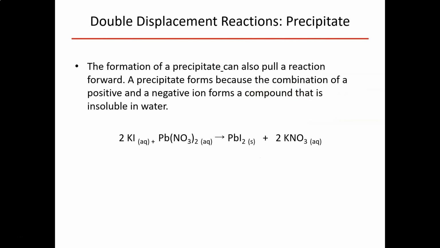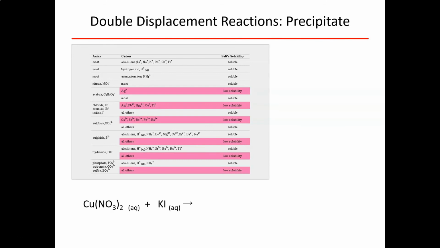Our final type is one that produces a precipitate or solid. Okay, and so up to this point, we've dealt with the fact that all ionic compounds are aqueous, but in this case, we're seeing an ionic compound that's solid. So it turns out that some ionic compounds are insoluble in water or slightly soluble. They only dissolve a tiny bit. Well, the way that we can determine this is by using a solubility table.